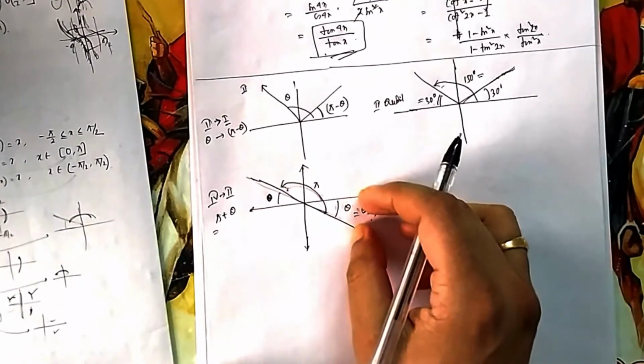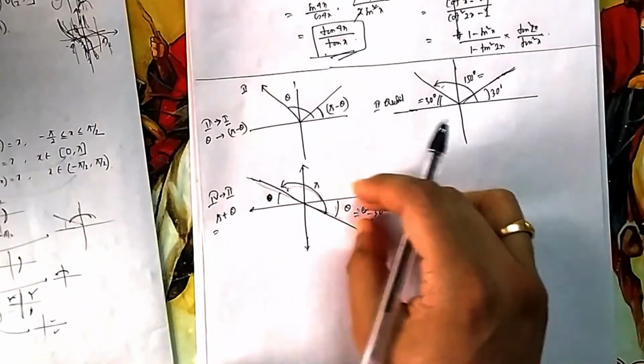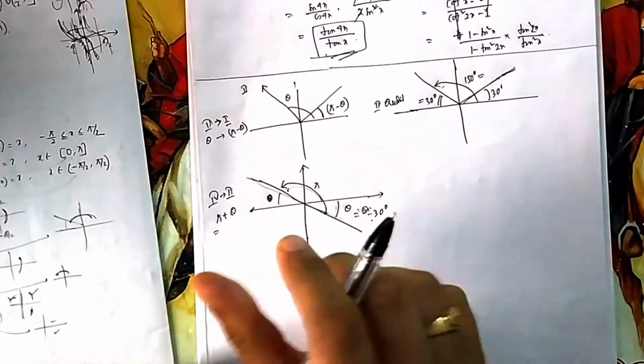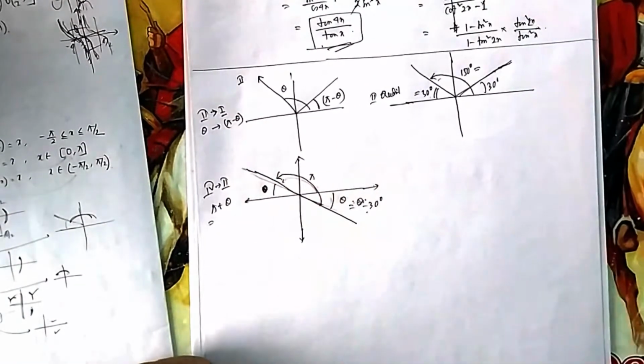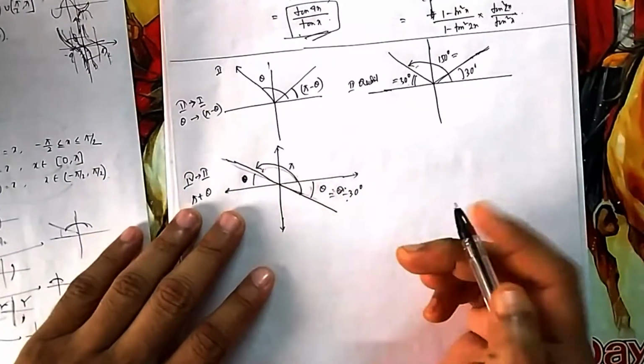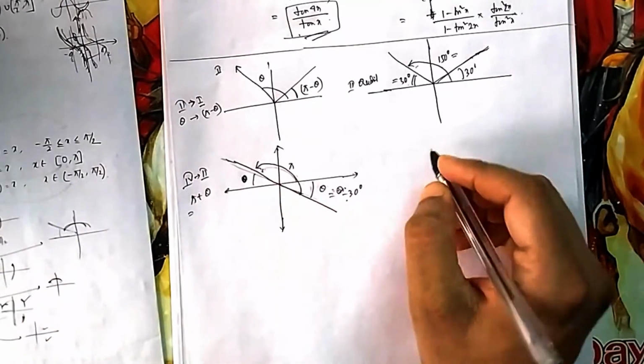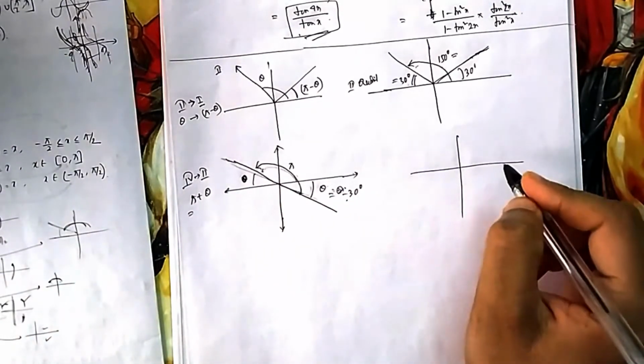Whatever value sin of minus 30 is giving, sin 150 will also give the same value, but the absolute value, not positive or negative, don't think that way. So this is one way to remember. Another one will also be required.